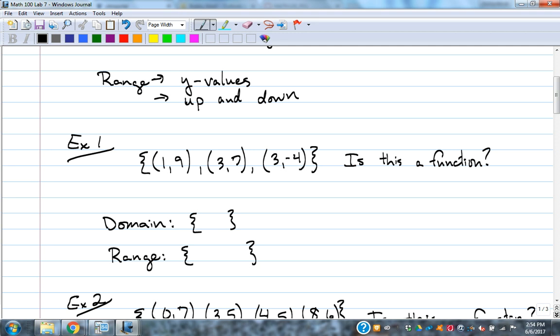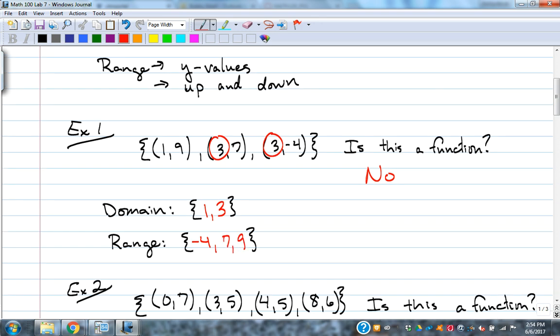The first one is a relation in the form of a set of ordered pairs. So we have the ordered pairs (1, 9), (3, 7), and (3, -4). The first question I want to answer is, is this a function? This is not a function because we have repeated x values. So the answer is no. But we can still determine the domain. The domain is the x values listed here: 1 and 3. The y values that make up the range are -4, 7, and 9.